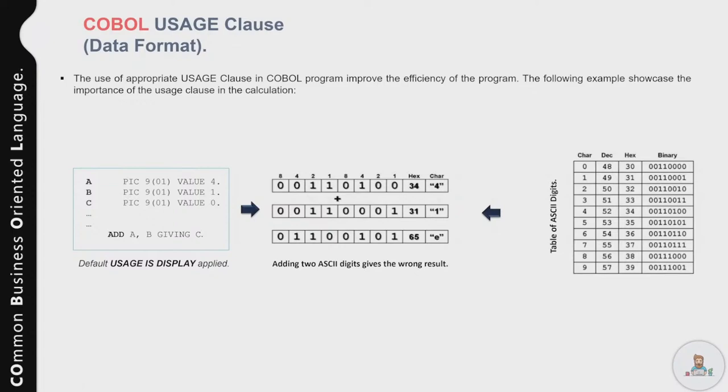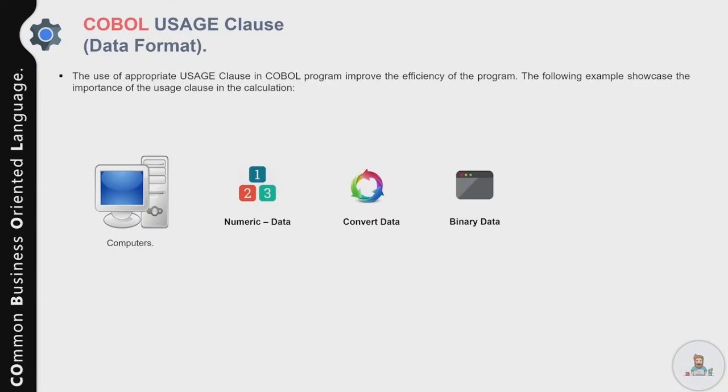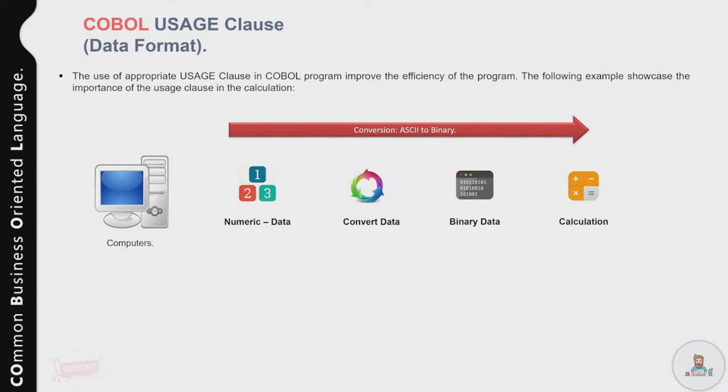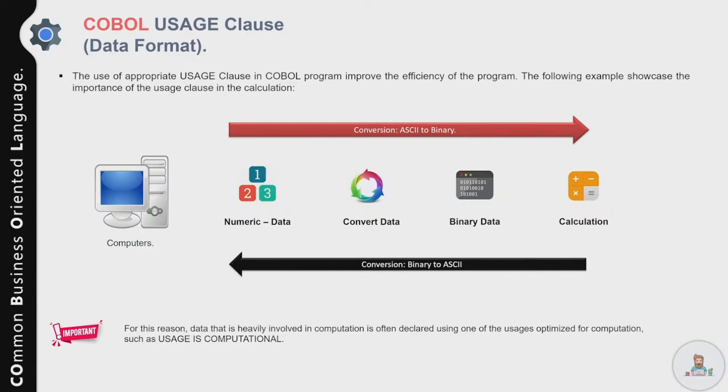So if you perform any calculation on two numbers stored as ASCII, you will end up getting an incorrect result. Due to this fact, when calculations are done with numeric data items using usage is display, the computer has to convert the numeric values to their binary equivalent before the calculation can be done. When the results are computed, the computer has to reconvert them to ASCII digits. This conversion from ASCII to binary and from binary to ASCII slows down the computation process. Due to this, data that is heavily involved in computation is often declared as usage is computational, which is optimized for calculation.